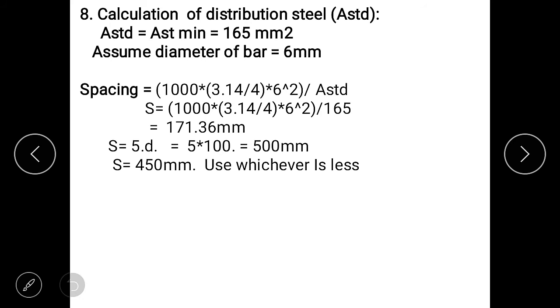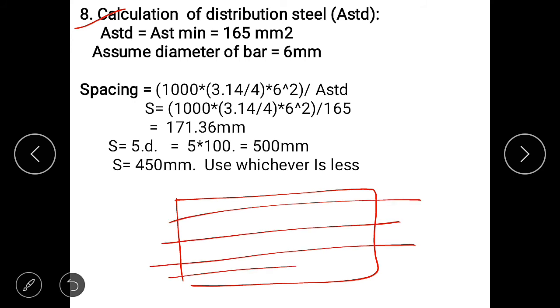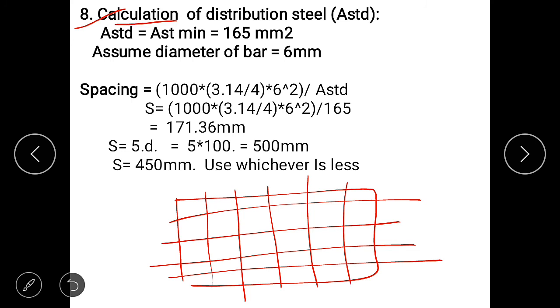Now for 8th step we have to calculate distribution steel, because here for one way slab we provided steel along the shorter span, main steel. Here a main steel we provided, but we have to provide a distribution steel to hold this main bar. So we have to find area and spacing for distribution steel. So calculation of distribution steel, AST. So here we provide AST minimum.